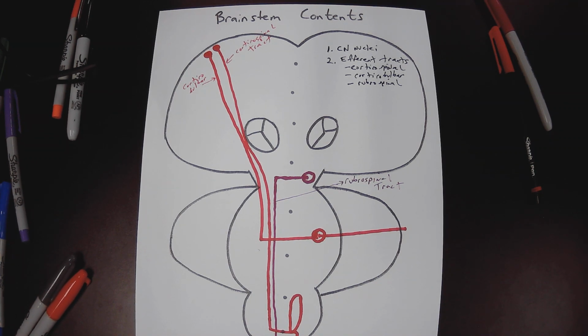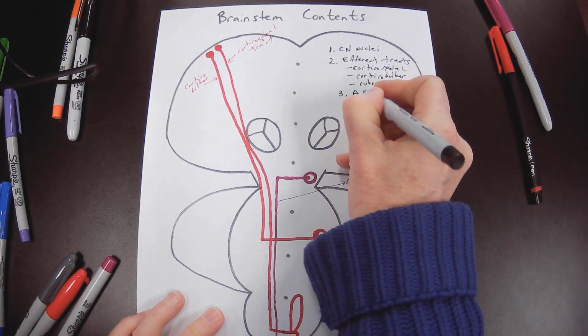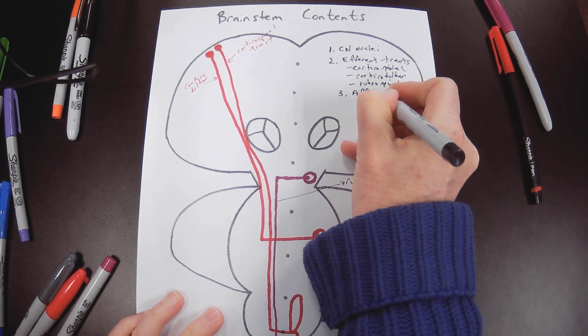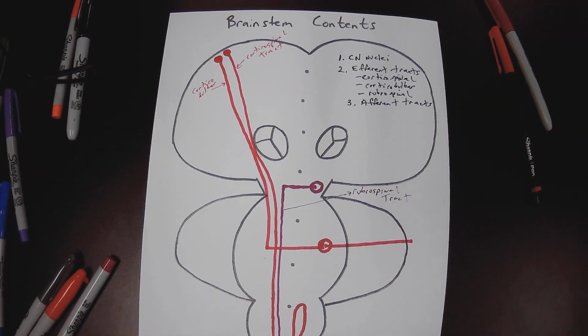Let's see what's happening. These are all my efferent tracts. What else might I expect to see aside from efferent tracts? Afferent tracts. Perfect. So let's go ahead and we'd expect afferent tracts.